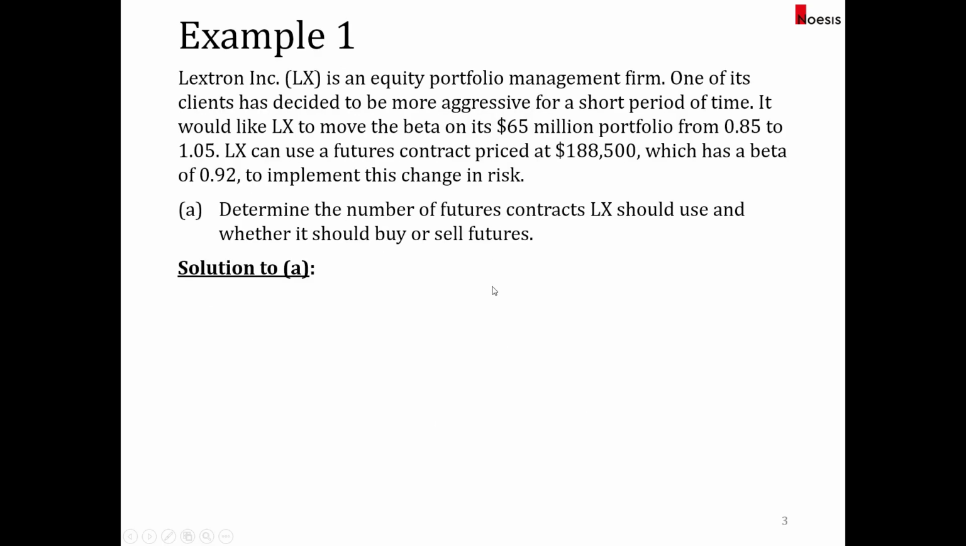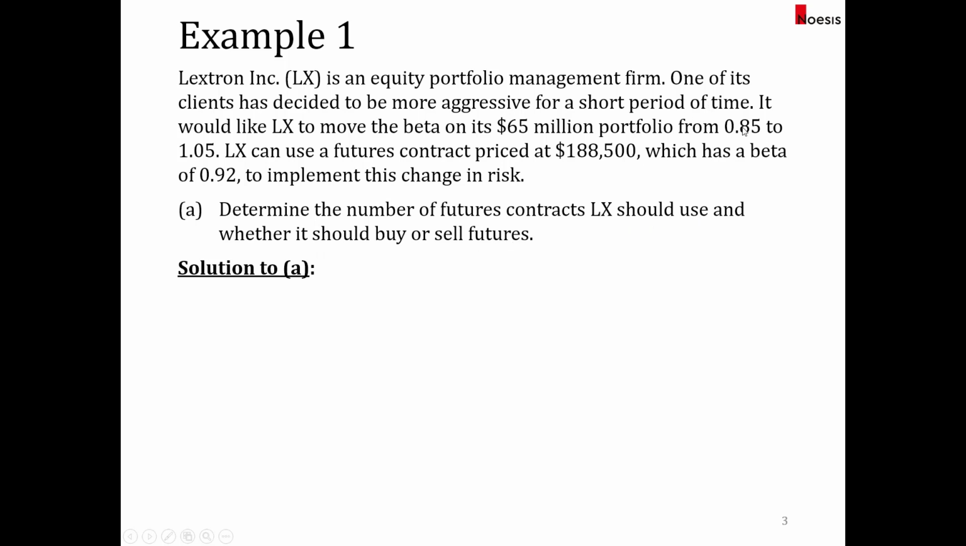Now let's take a look at example 1. Here we have Lextron Incorporated, an equity portfolio management firm. One of its clients has decided to be more aggressive for a short period of time. It would like LX to move the beta on a $65 million portfolio from 0.85 to 1.05. Now LX can use a futures contract priced at $188,500, which has a beta of 0.92, to implement this change in risk. So determine the number of futures contracts LX should use and whether it should buy or sell futures.